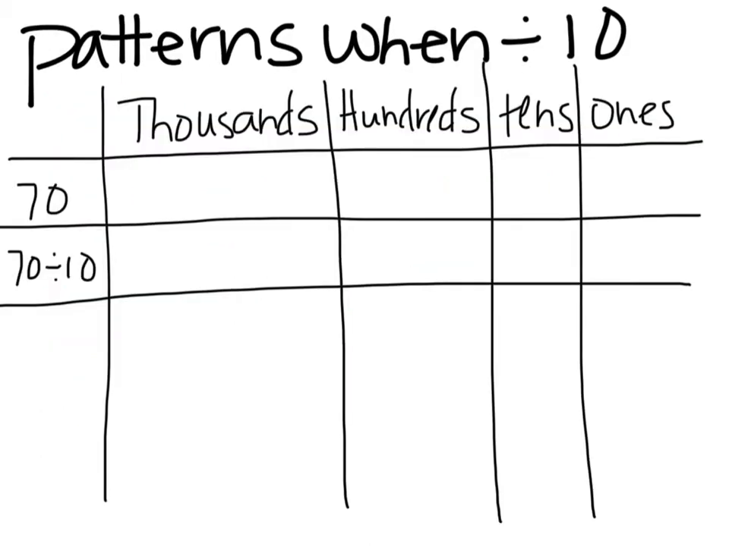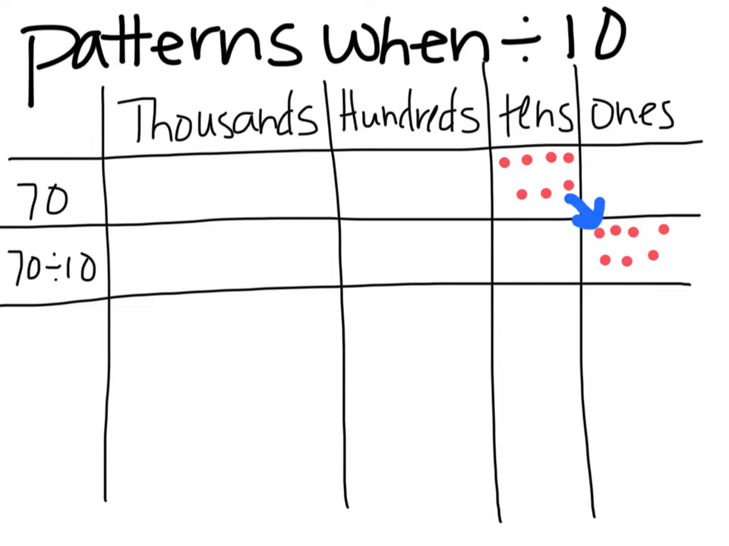We can look at this in a place value chart to help us see what's happening as well. 70 in our place value chart will be represented by 7 chips in the tens place. 70 divided by 10 has an answer of 7, which would be represented by 7 chips in the ones place. So we can see that our 7 chips are simply shifting one place value to the right.